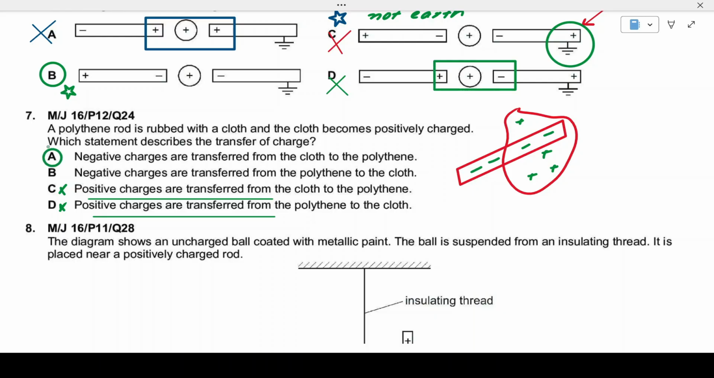Negative charges are transferred from the cloth to the polythene rod. Now the polythene rod to which the electrons are transferred becomes negatively charged, and the piece of cloth, since the electrons leave the cloth, will be left with positive charge. So that should have been the right answer.